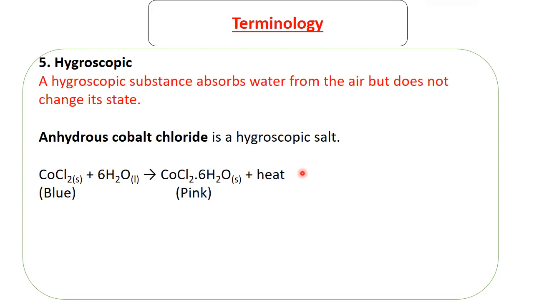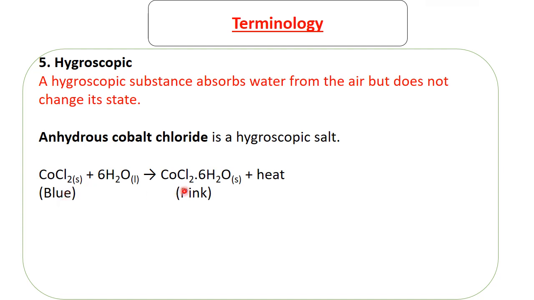If you look at the colors, copper chloride is blue, and when it absorbs water, it's going to be pink. So the color changes, but the state does not change. One thing also to note here is the fact that when you put copper chloride somewhere where there is water, it changes its color.